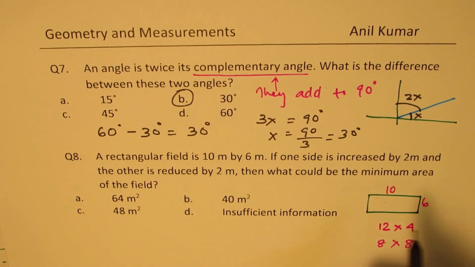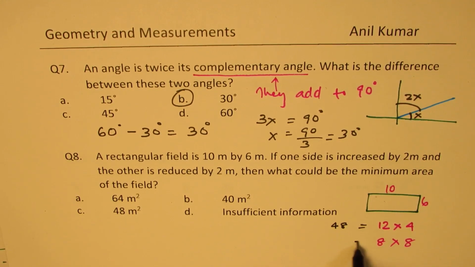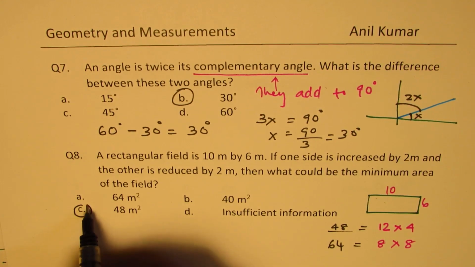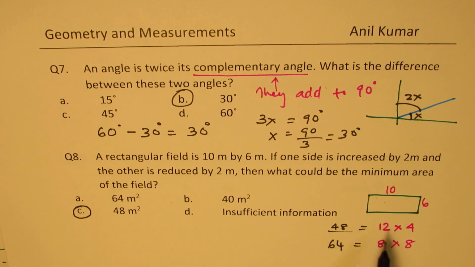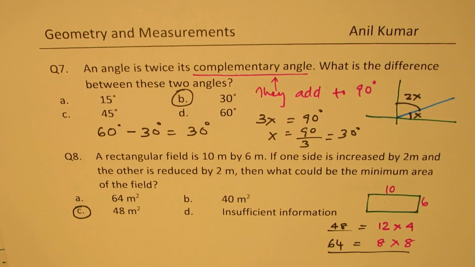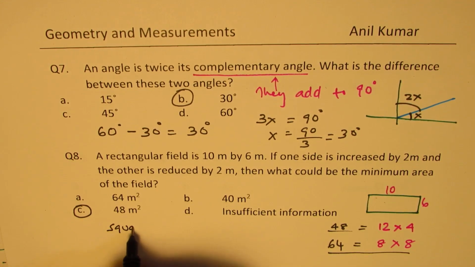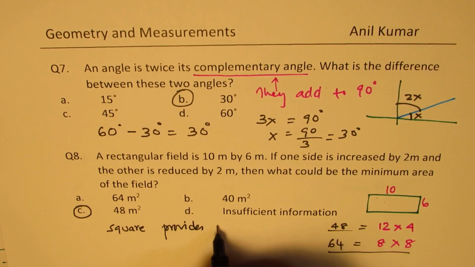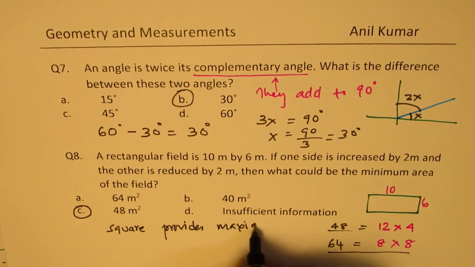You can find both areas, correct? So 12 times 4 gives you 48 and 8 times 8 gives you 64, which is a square, right? So then what could be the minimum area? Minimum area is 48. So we get that as our answer. Is that clear to you? So that also gives you that the square provides maximum area.